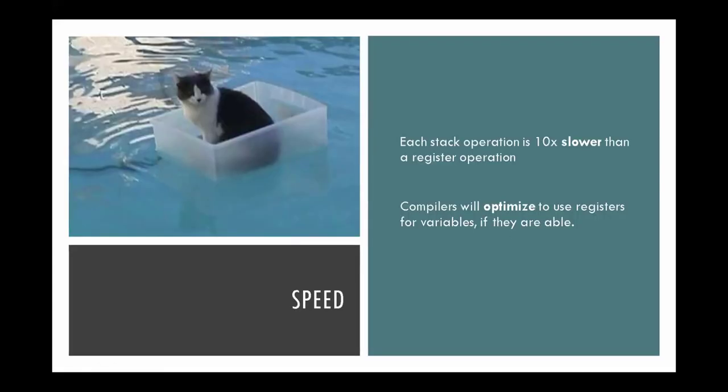Now, when you're working with things on the stack, operations are going to be 10% slower than utilizing our registers. So of course compilers will optimize for use of registers over variables if possible. And the heap is even worse. It's even slower. And in 64-bit, things do change a bit. We do have a much more frequent usage of registers.